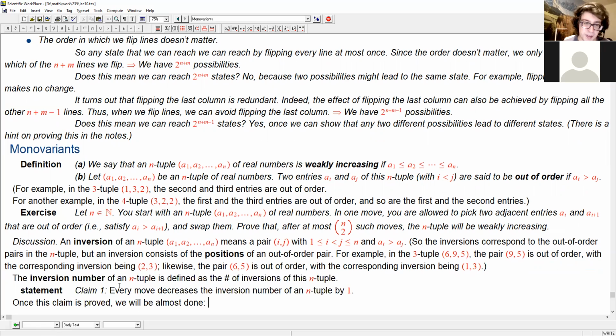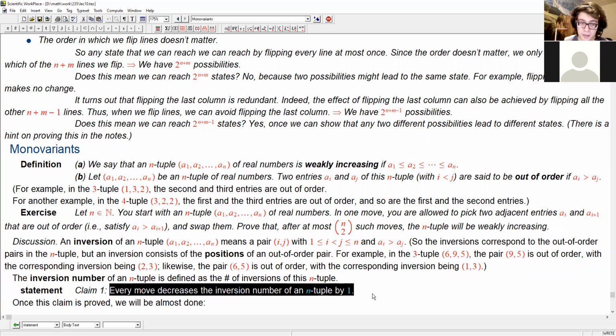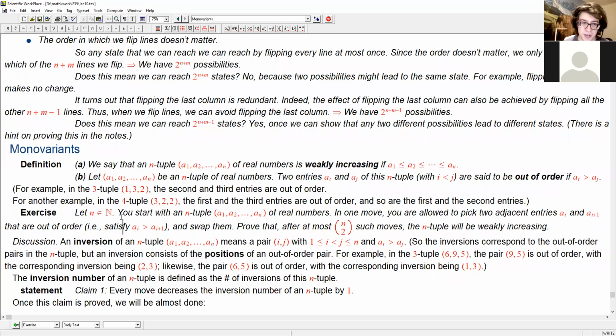Because if we know that every move decreases the inversion number by 1, but in the beginning, the inversion number was at most n choose 2, because any inversion is such a pair ij with i less than j, and the total number of such pairs is n choose 2. You cannot have more than n choose 2 inversions. And then every move decreases it by 1. So if you have more than n choose 2 moves, it has been decreased so often that it's negative. But an inversion number cannot be negative. It's still a number of some things. So you cannot have more than n choose 2 moves.